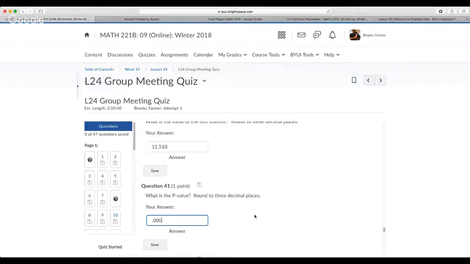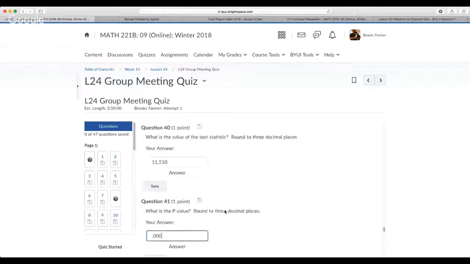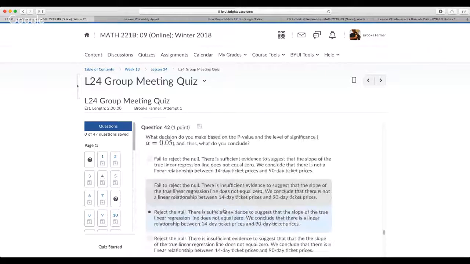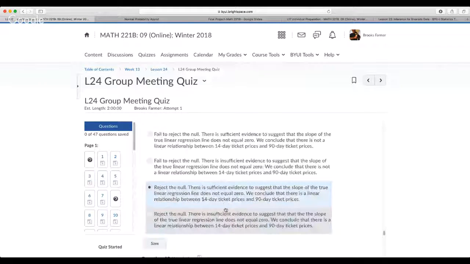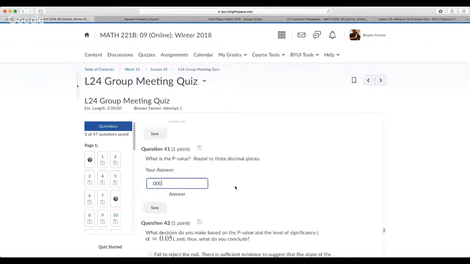So the p-value is 0.000. Almost there. Yes, 0.0. I think it's C on this next one. Wait, did you put 11.510 for 40?